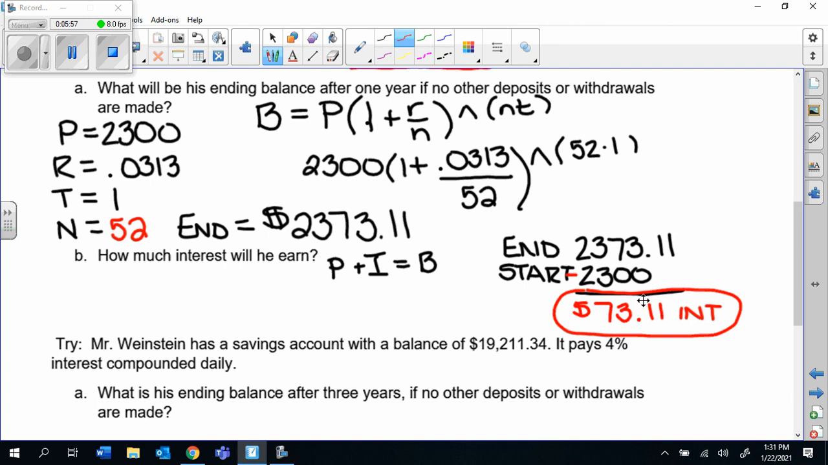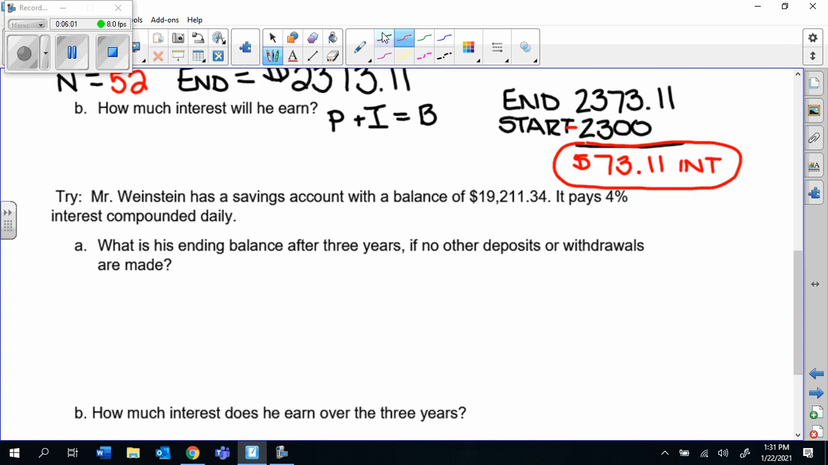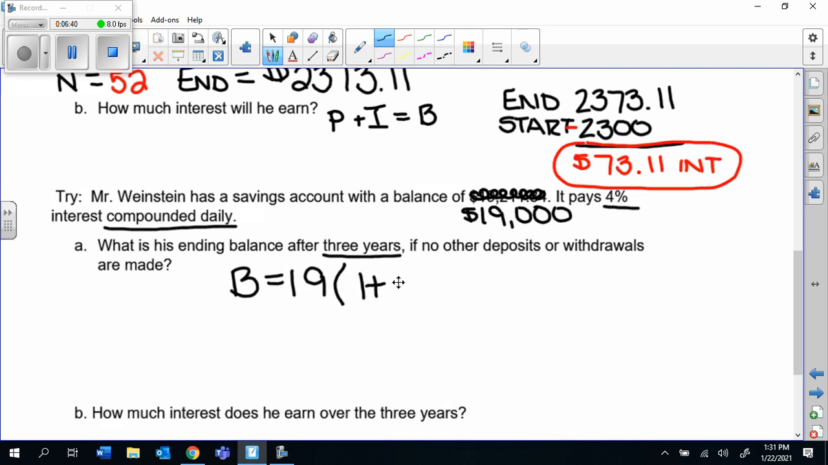Yeah. You guys tried the try. This is a super annoying number. I didn't type this question, so let's not type that. Let's just make it 19,000. Just make that a nice 19,000. So we have $19,000. We're compounding it daily, 4%, and our time is 3. So you guys try. Try A, try B. Maybe 365, right? Yep, it is.